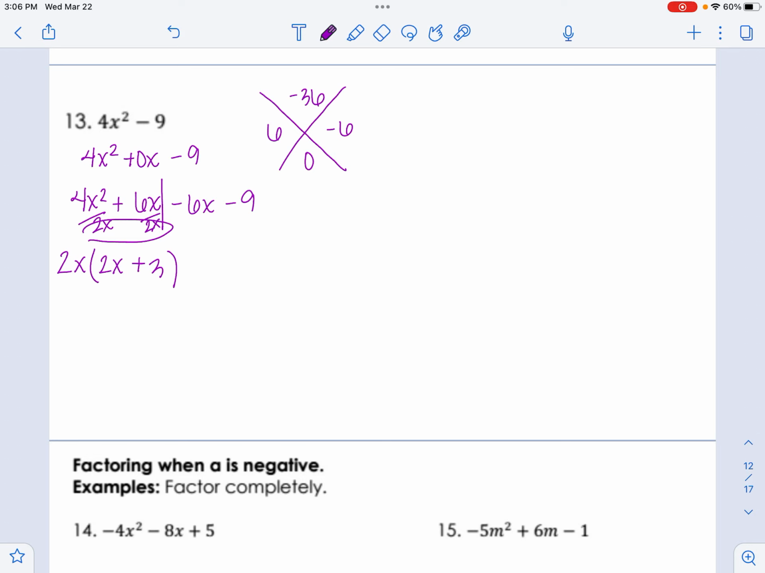And then negative 6x and negative 9, greatest common factor is negative 3. Always bring down the sign. So if that was positive 6, we would bring down a positive, or we'd factor out a positive, but it's not. It's negative, so we're going to bring down a negative. So negative 3. And we have 2x plus 3. And so my answer is 2x plus 3 and 2x minus 3.